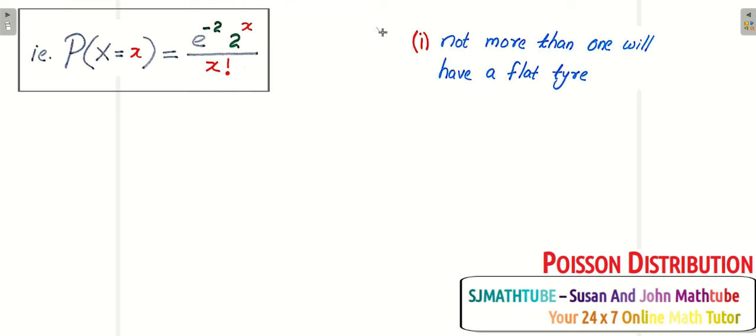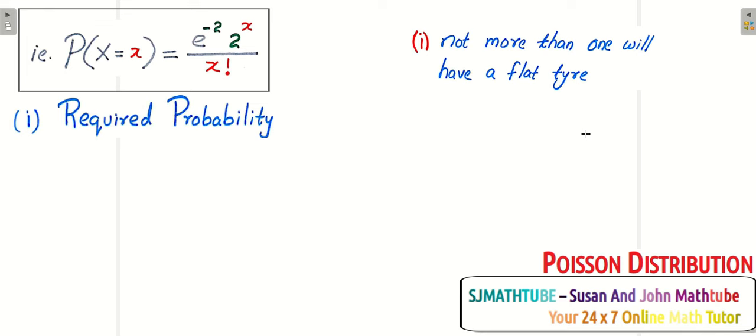Okay, so the first part, if you want you can rewind and check it. Otherwise I have the question over here. Not more than 1 will have a flat tire. Look at this, we define capital X to be the number of cars with a flat tire. So the required probability will be the probability that capital X is less than or equal to 1.